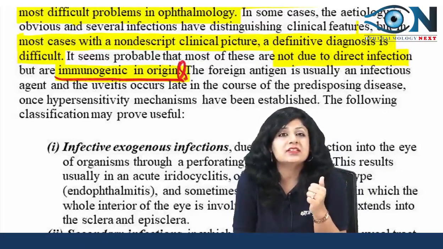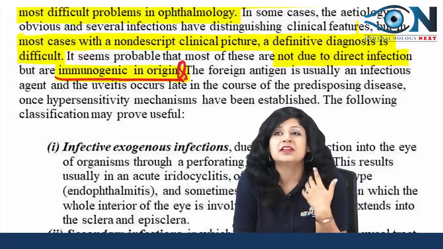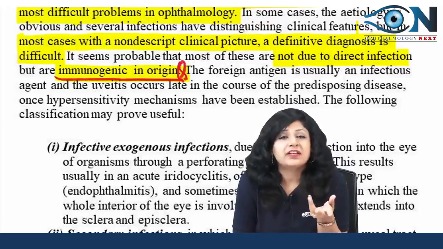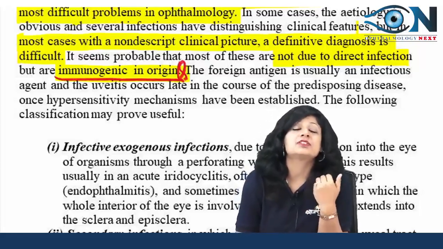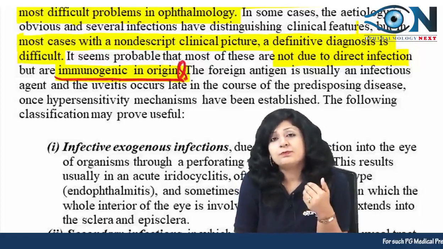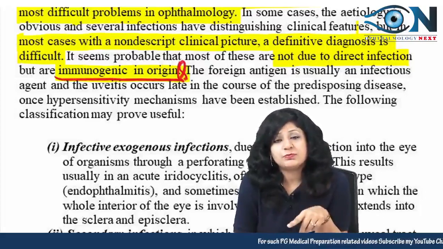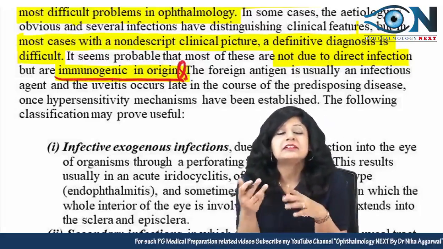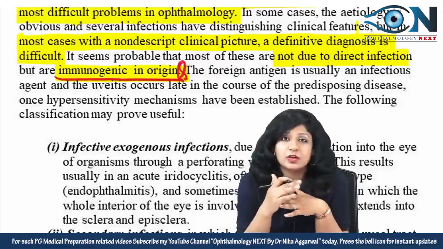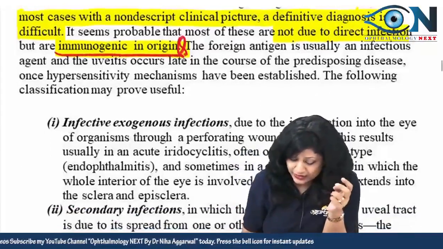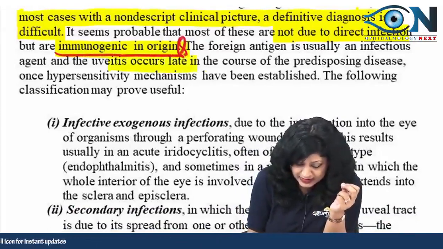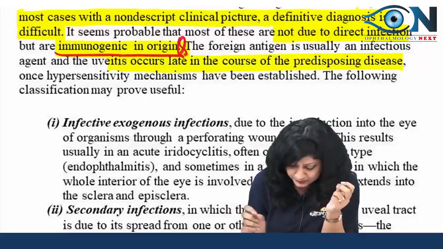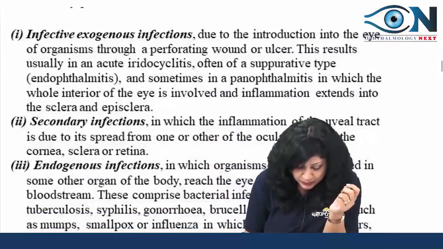Most of the time this is the reason that you have uveitis with other things, like uveitis with arthritis, the triad of Behçet syndrome, the triad of Reiter syndrome, because this pathology is autoimmune in nature, and if the pathology is autoimmune in nature, you will definitely get autoantibodies somewhere in other places also. Now the foreign antigen is usually an infectious agent, and the uveitis occurs late in the course of the predisposing disease. Now the following classification may prove useful.